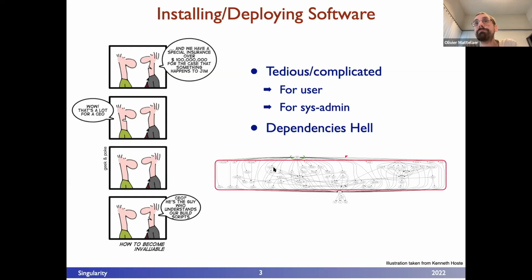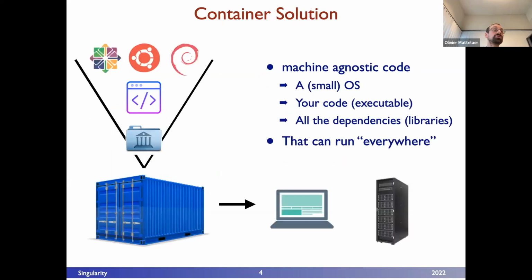This is a big issue, and that's why there are solutions that we've seen before, Spack, EasyBuild, but also a lot of other tools like Configure, Autotools and stuff like that, which are trying to help in that direction. This is a cartoon that I've stolen from Kenneth Hoste, who is one of the main authors, if not the main author, of EasyBuild. It's about how to become invaluable just by knowing how to install the software, and that actually represents a lot of value. So one solution here is a container.